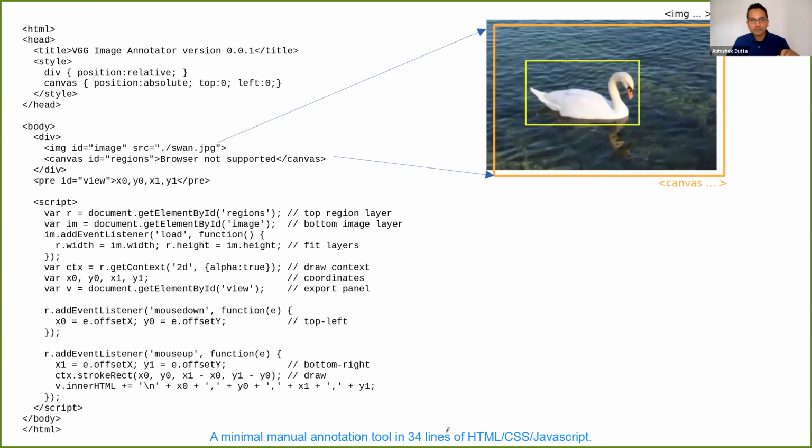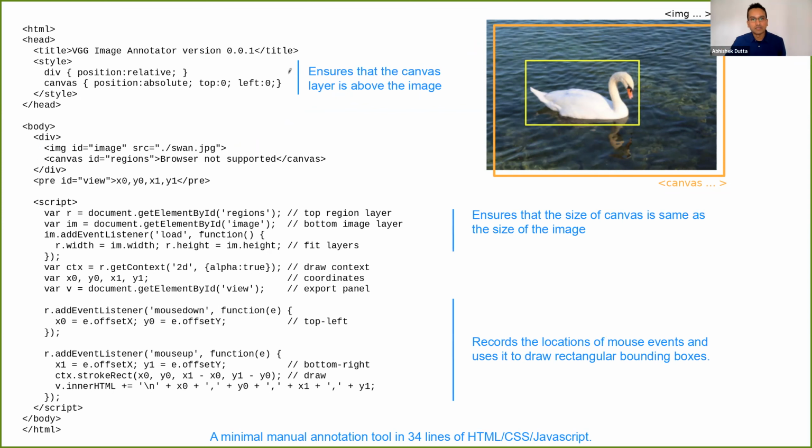These two lines here, one of them shows the image that you want to annotate, and the other one draws a transparent canvas on top of that image so that it can draw the boxes that you are drawing on the image. These lines here are the CSS that makes sure that the canvas is on top of the image, so that you have an illusion that you are drawing on top of the image, whereas actually you are drawing on the canvas.